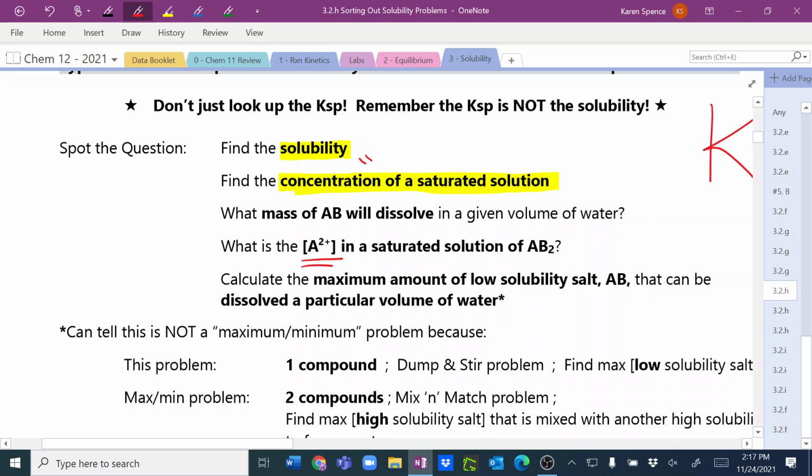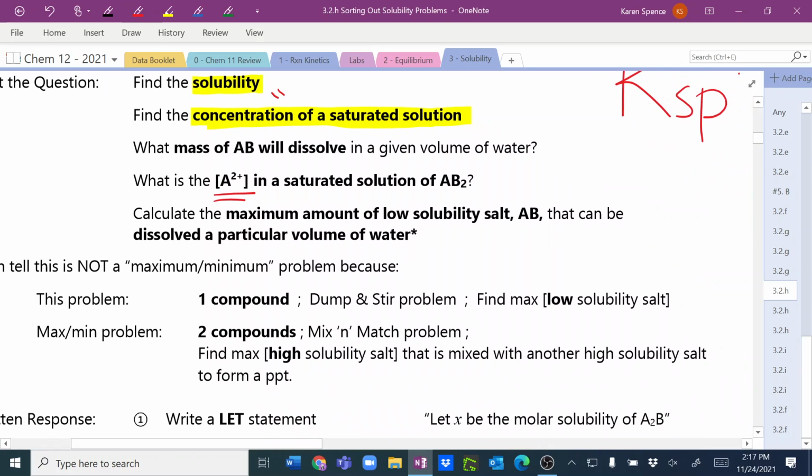And now for the one that makes me sad, because you remember how I was like, oh, it says maximum, that's a max min problem. Super easy. Well, calculate the maximum amount of a low solubility salt. It won't say that though. You'll have to figure out that it's a low solubility salt that can be dissolved in a particular volume.